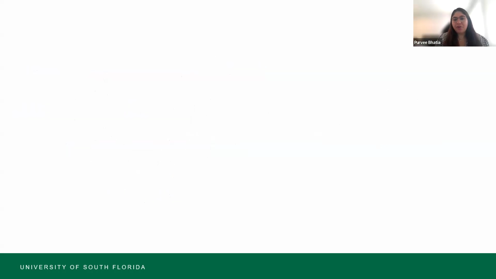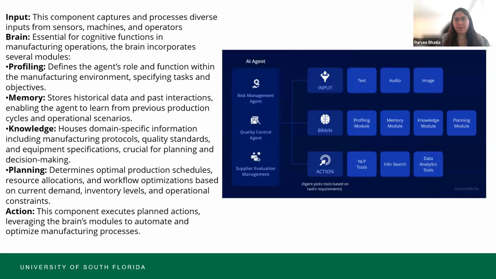I also want to give you an example of a dashboard that's already existing in AI agents. There are already a few organizations that work with AI agents and have started building dashboards. This is an example of a dashboard that is being used, and it's a very simple dashboard, if you see. It has three areas: a risk management agent, a quality control agent, and a supplier evaluation management agent. So these are three independent agents that control three independent tasks.